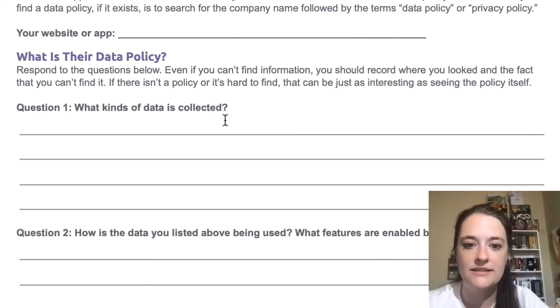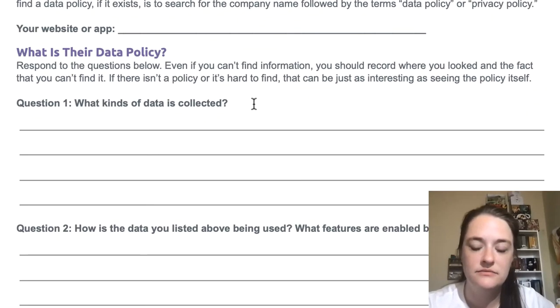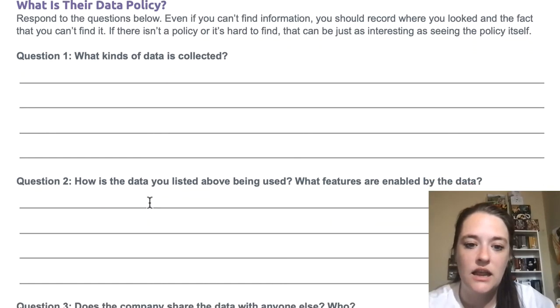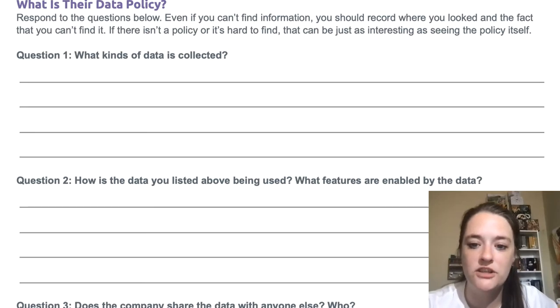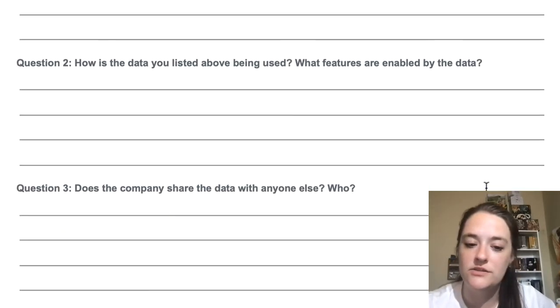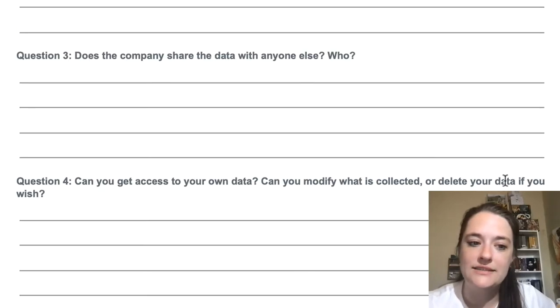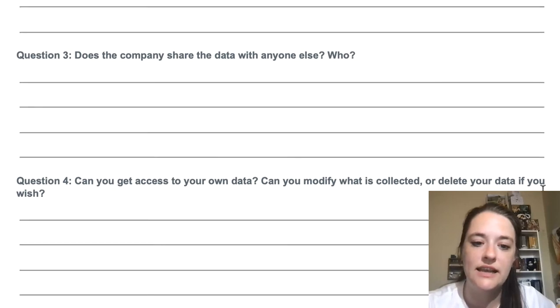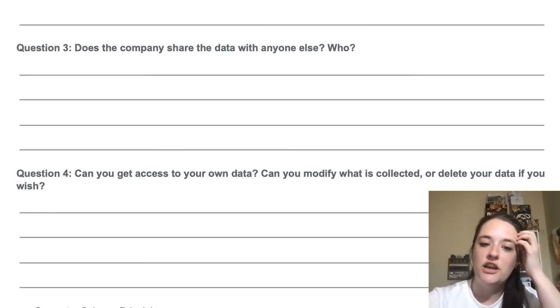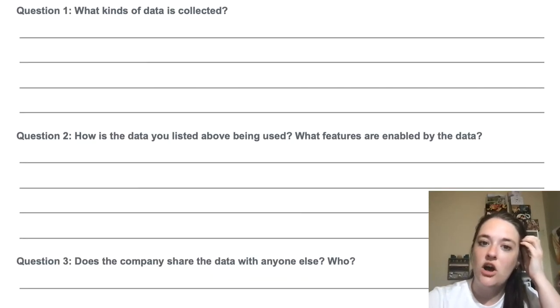What kinds of data is collected? How is the data you listed above being used? What features are enabled? Does the company share the data with anyone else? Can you get access to your own data? Can you modify what is collected or delete your data if you wish? All right, so you're going to answer these questions on this activity guide.